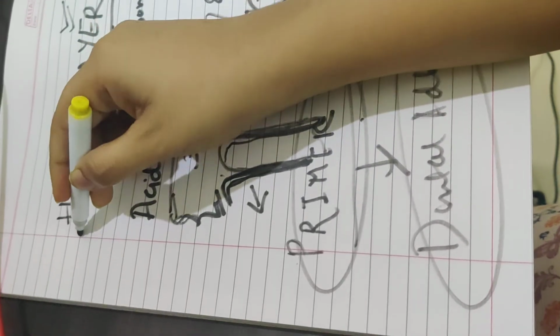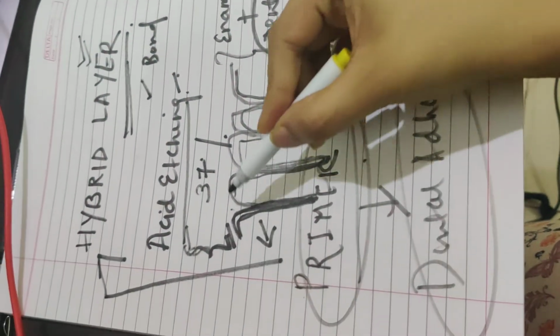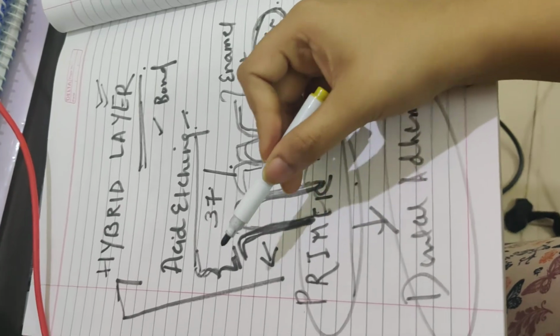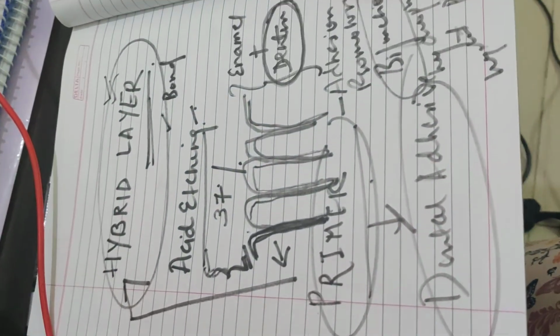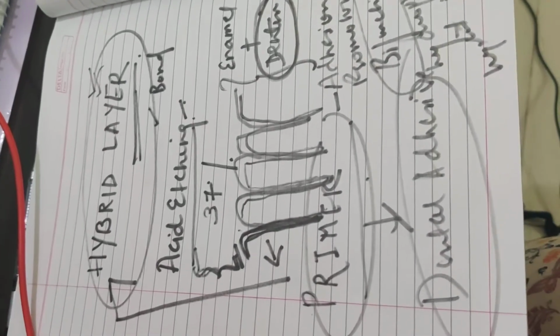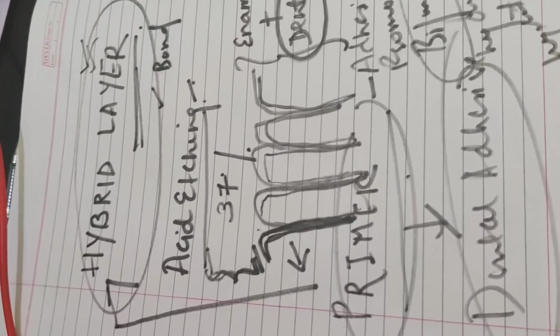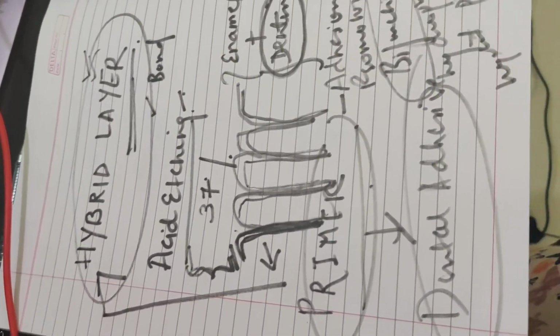So basically this interface of the dentine and the resin infiltration, this resin-dentine interzone or interdiffusion zone, is nothing but the hybrid layer. The uniformity, the thickness, and the stability of this hybrid layer govern the bond, and the bond is essential for the survival of the restoration.